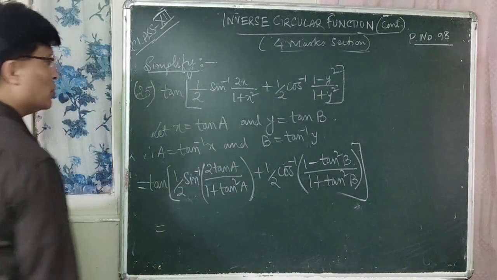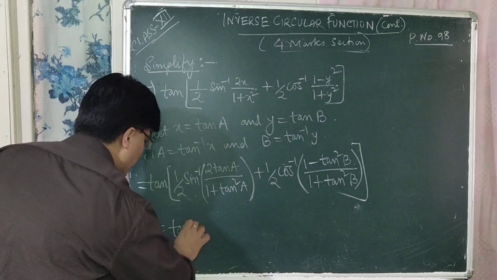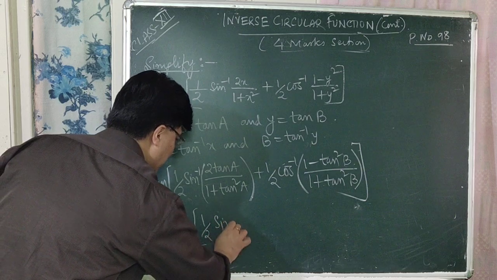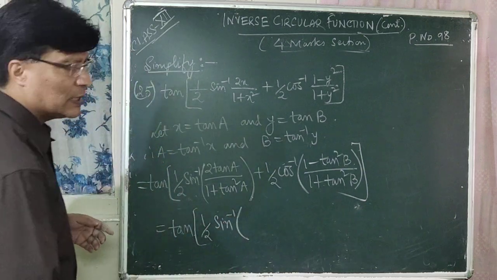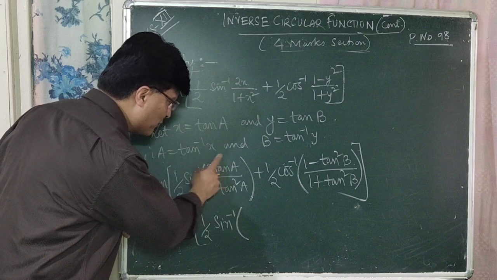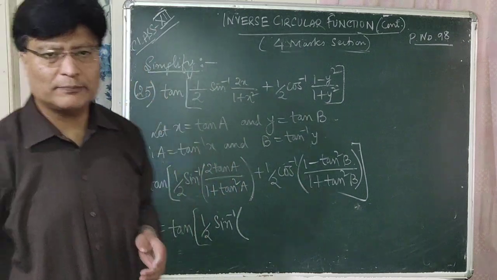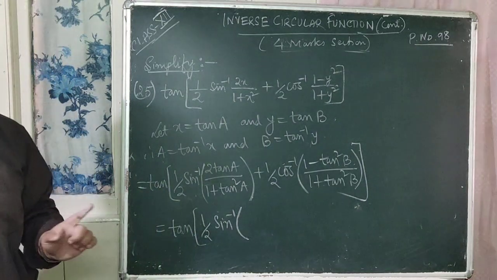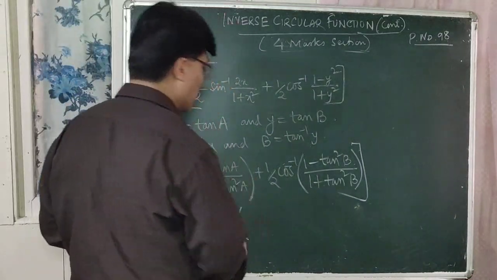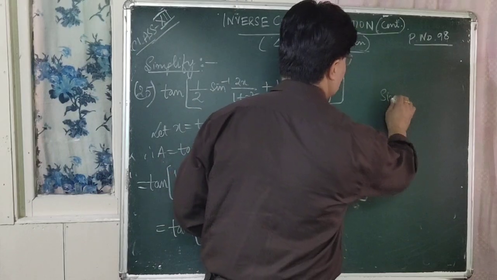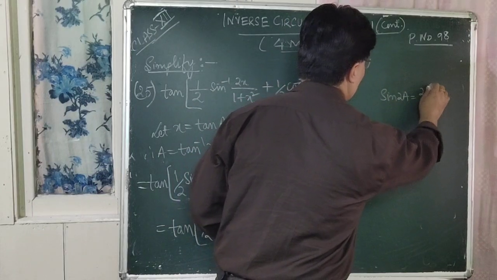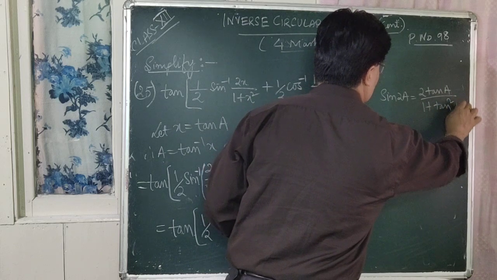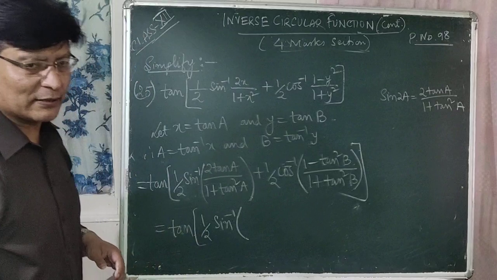So which is equal to tan of within third bracket half sine inverse within bracket. So now can you tell me what is the formula for 2 tan A divided by 1 plus tan square A? What is the formula for 2 tan A divided by 1 plus tan square A? That is sine 2A, right? This is from multiple angles. That is sine 2A is equal to, what is the formula? 2 tan A upon 1 plus tan square A. This is the formula for multiple angles.